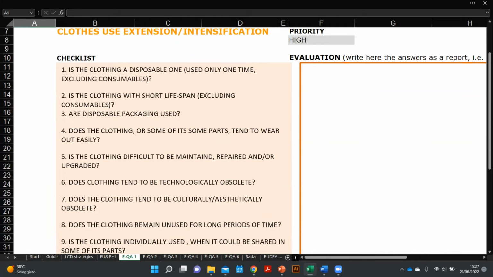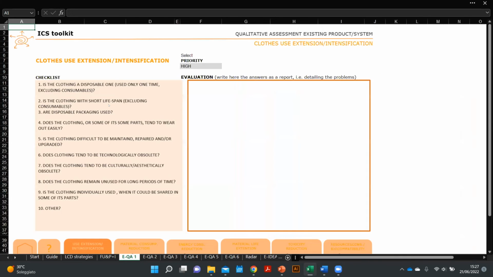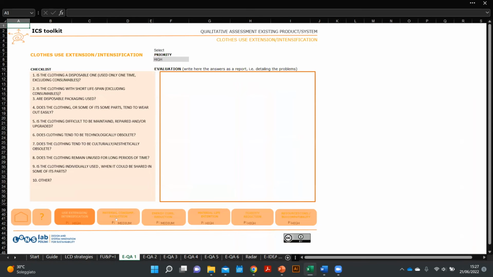I take the chance to say that you should always have in mind the functional unit. Consumables are consumables, so is it very important for them to be long lasting in this sense? Or, does the clothing or some of its parts tend to wear out easily, and so on. So this is just to give you an idea of what's inside, and those are the typology of questions.